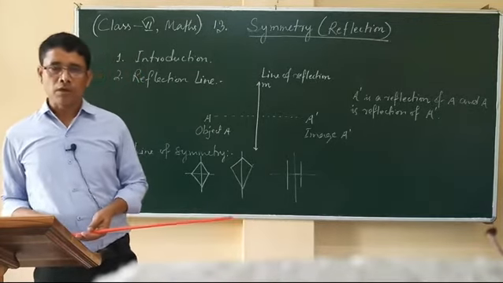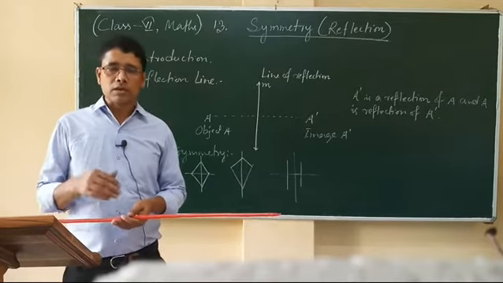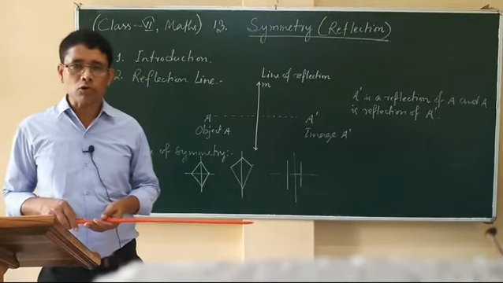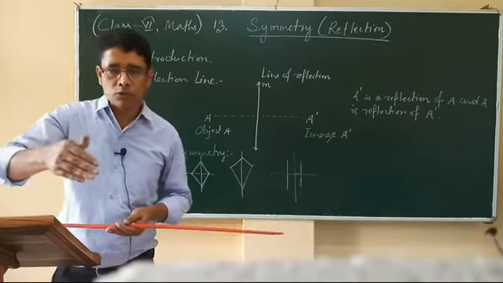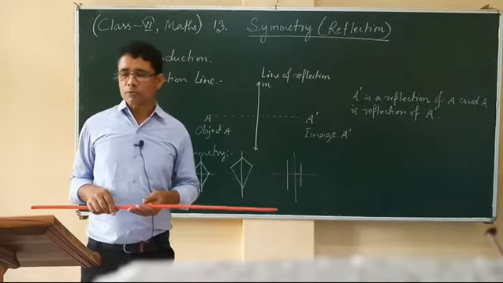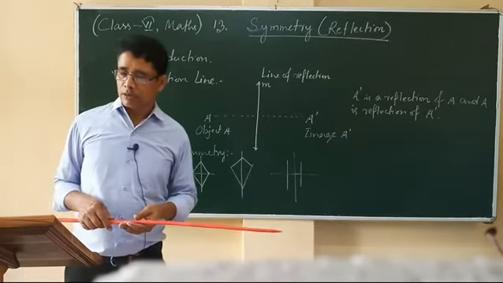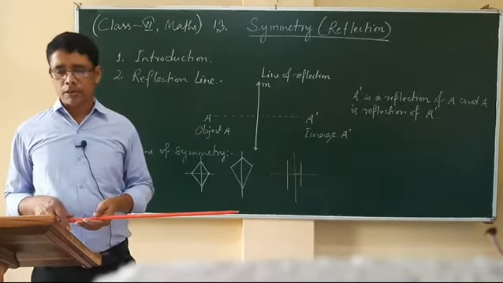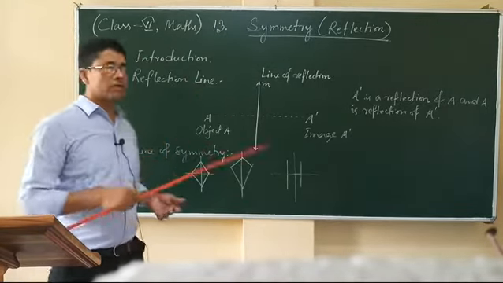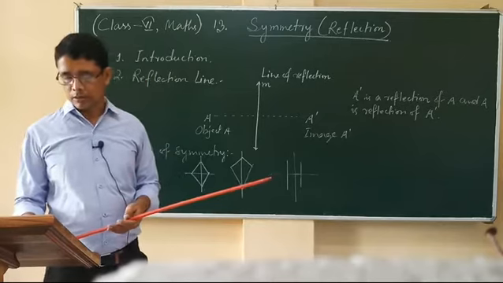Now, it means the distance between you and the mirror is equal to the distance between your image and the mirror. So, that is why when you go towards the mirror, the image also moves towards the mirror, and when we move away from the mirror, the image also moves back. So, what we have learned is that the formation of the image takes place due to reflection in the mirror. The second topic is the reflection line. Let us try to understand what a reflection line is.